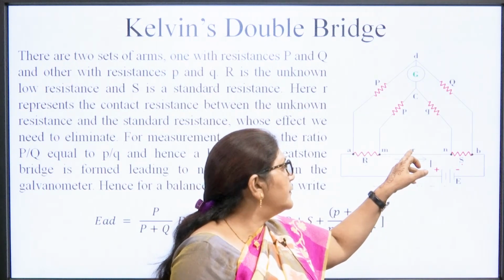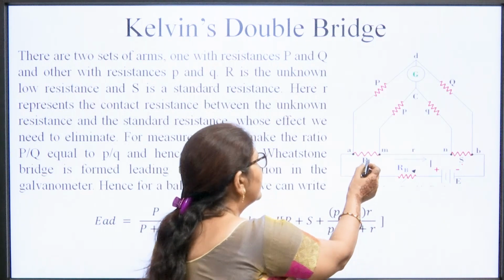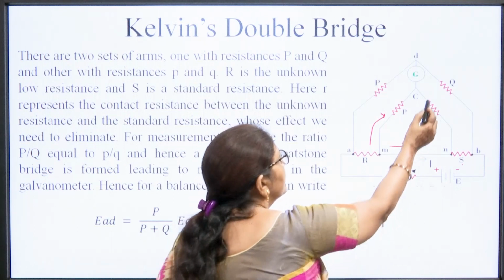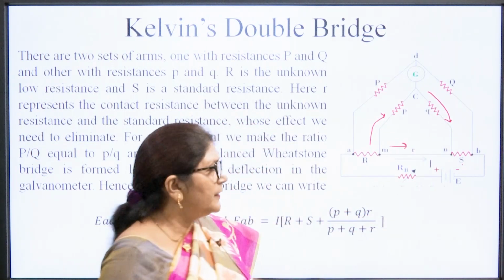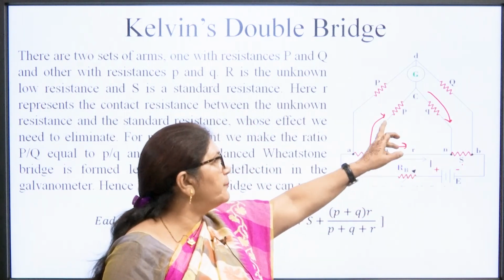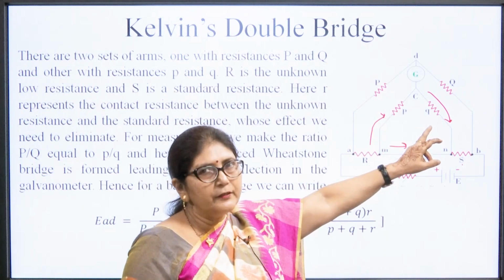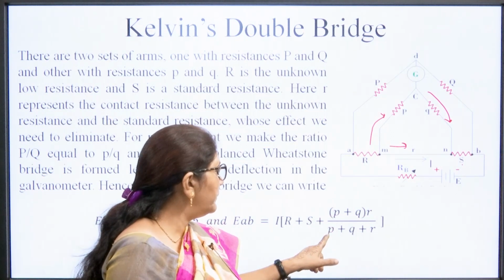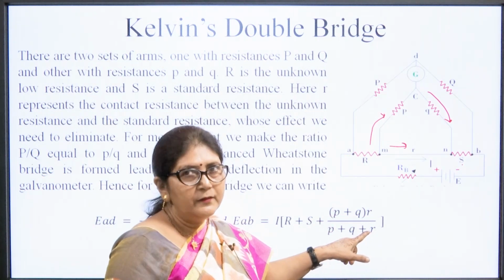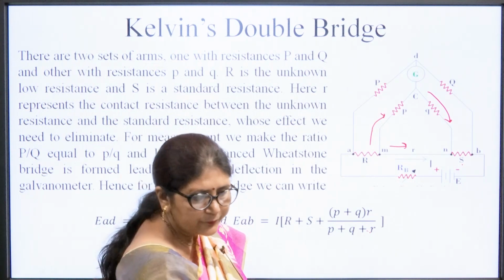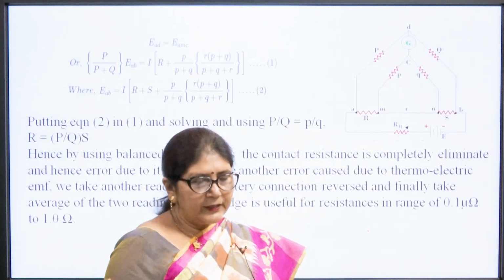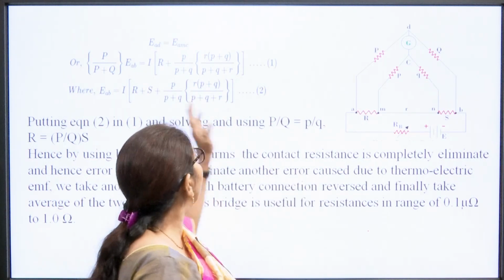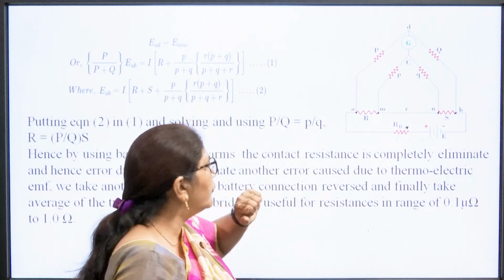is basically R plus S, these two resistances, and then this small resistance R. So, this small resistance, the current that is flowing through this R will also flow through this circuit. It means that this R is in parallel to the series combination of P and Q. Same we have applied here, that is P plus Q into R by P plus Q plus R. So, this is the resistance.